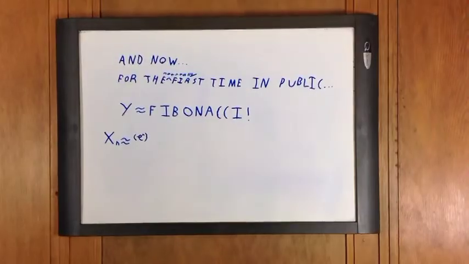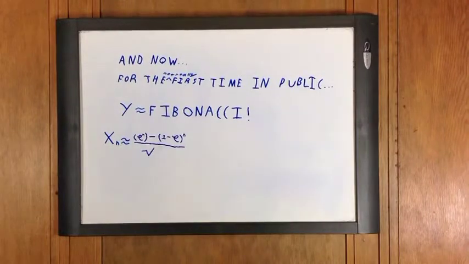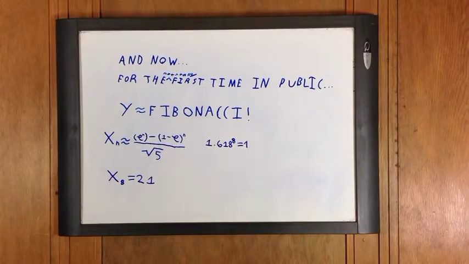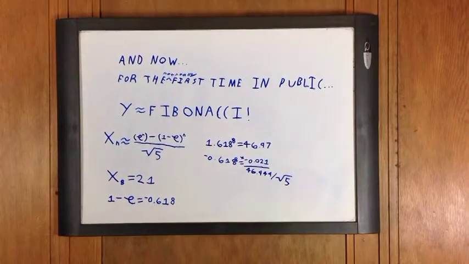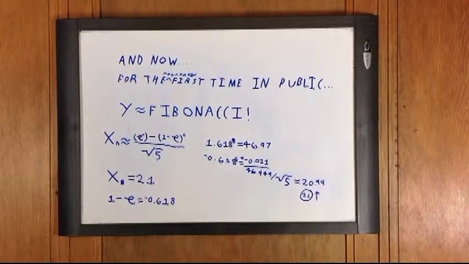On the screen it says x to simplify things, but think of it as y. The formula is x of n equals phi to the nth minus 1 minus phi to the nth over the square root of 5. As you can see, with just a few digits of phi, you get almost the 8th Fibonacci sequential number, 21.